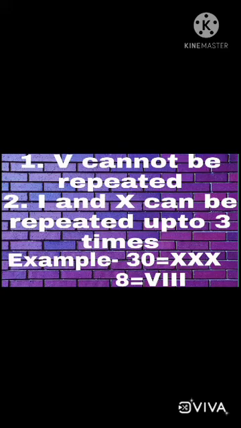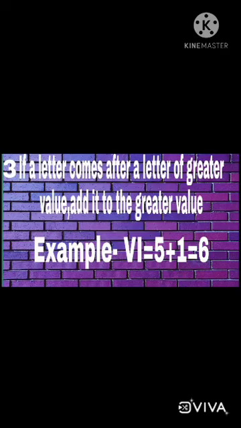For example, if we write 30, then we have to write 3 times X. And if we write 8, then we have to write V and then 3 times I. And the third one is, if a letter comes after a letter of greater value, add it to the greater value.